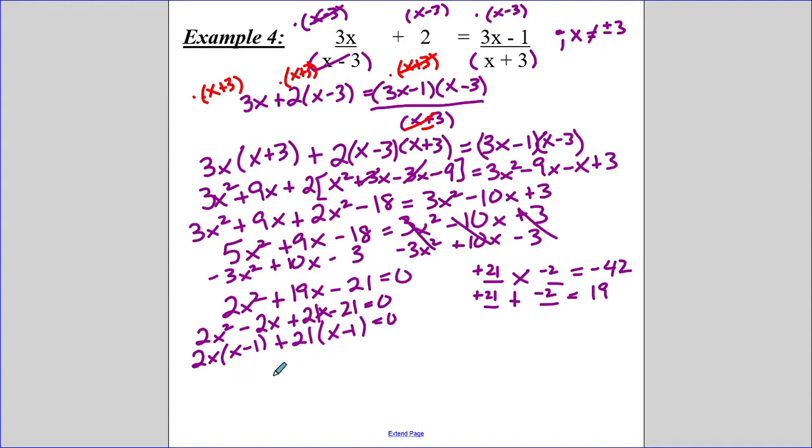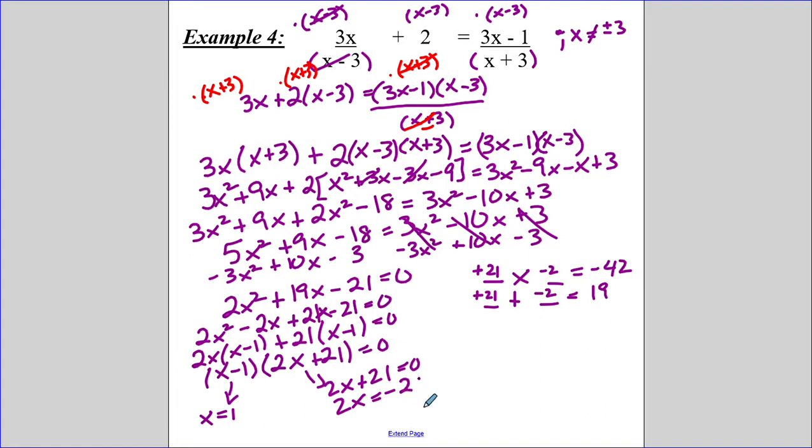The common factor here is x minus 1, so it looks like I have an x minus 1, and I have a 2x plus 21 equals 0. That means I have x equaling 1, and on this side it looks like 2x plus 21 has to equal 0. So that means that 2x is equal to negative 21, or x is equal to negative 21 over 2.